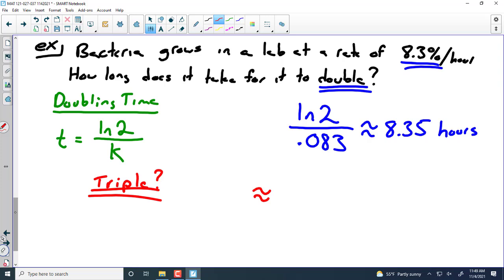Who's got it? 13.24. Did anyone else get 13.24? What'd you do? Use 3 instead of 2. You just used ln of 3 instead. Awesome.